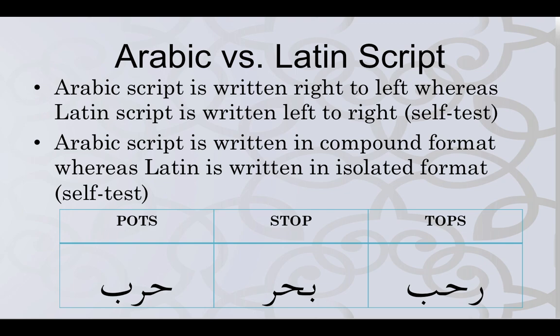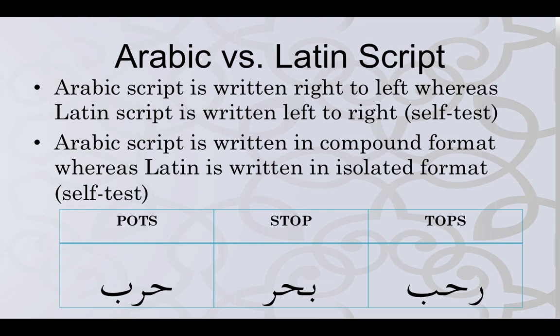Okay, instructionals for today. Let's start with the difference between the Arabic script and the Latin script. The Arabic script is written right to left, whereas the Latin script is written left to right. And I'm going to put this on the self-test. Notice that all the instructionals that I've done so far are written in English, in Latin script, left to right. However, Arabic is not written like that. Arabic is written right to left.